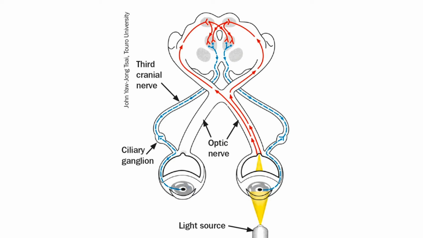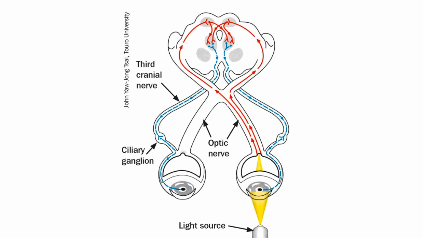The information from the Edinger-Westphal nucleus exits, follows the third cranial nerve, and then synapses with the ciliary ganglion. The ciliary ganglion then projects fibers that are parasympathetic in nature to the sphincter of the pupil, causing it to constrict.